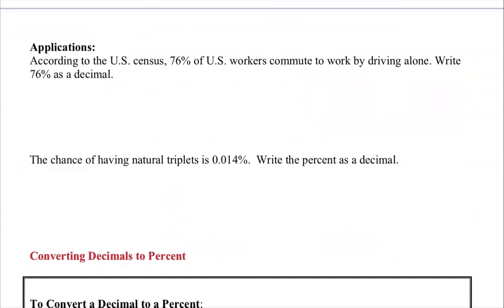According to the US Census, 76% of US workers commute to work by driving alone. Write 76% as a decimal. That would be 0.76. So either divide by 100 or just move that decimal 2 to the left.